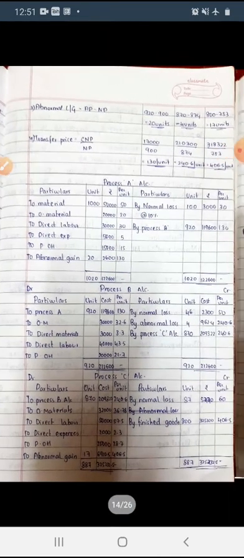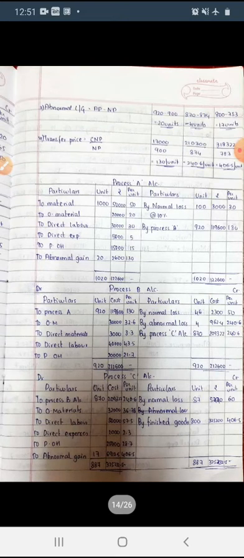Next we'll see the abnormal loss or gain. First you write the normal loss. Normal loss is how much? 10%. 10% of 1000 means 100, and the scrap sold for rupees 30 is given in the problem, so 3000. Now we need to find out whether there is an abnormal loss or abnormal gain.